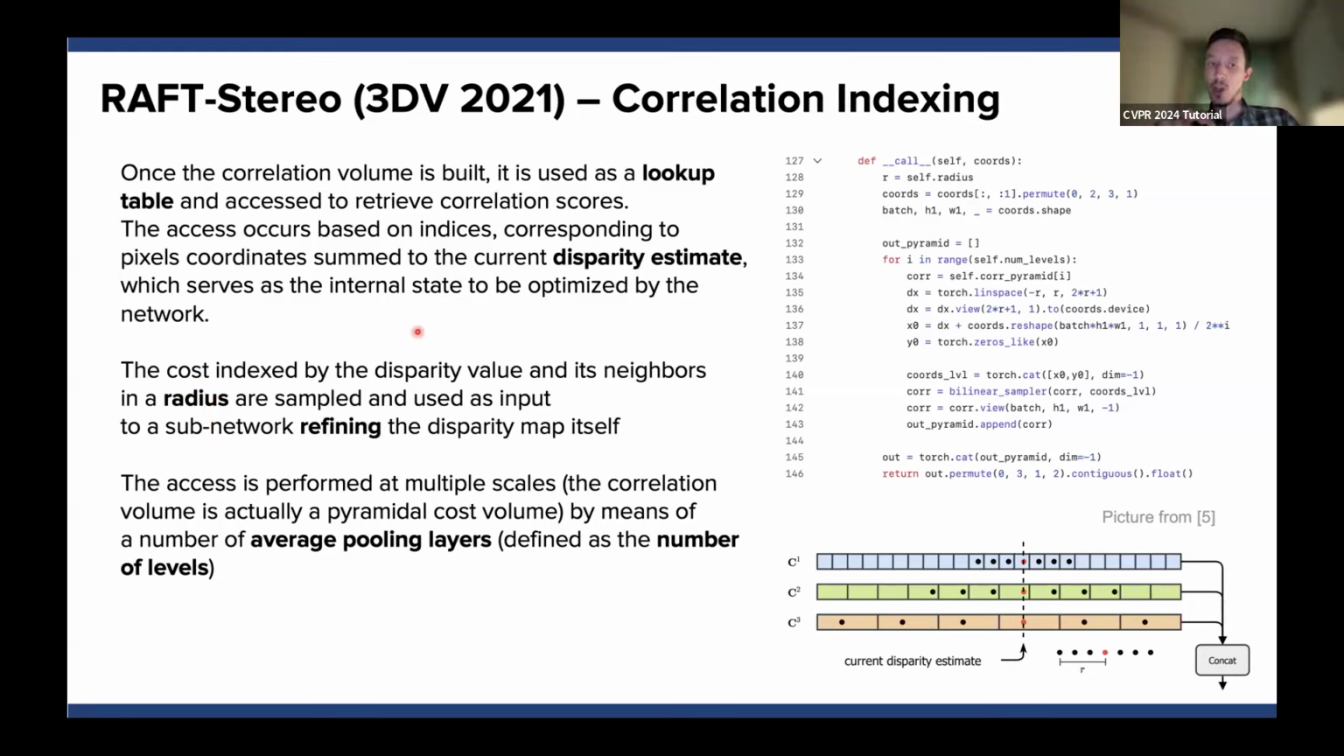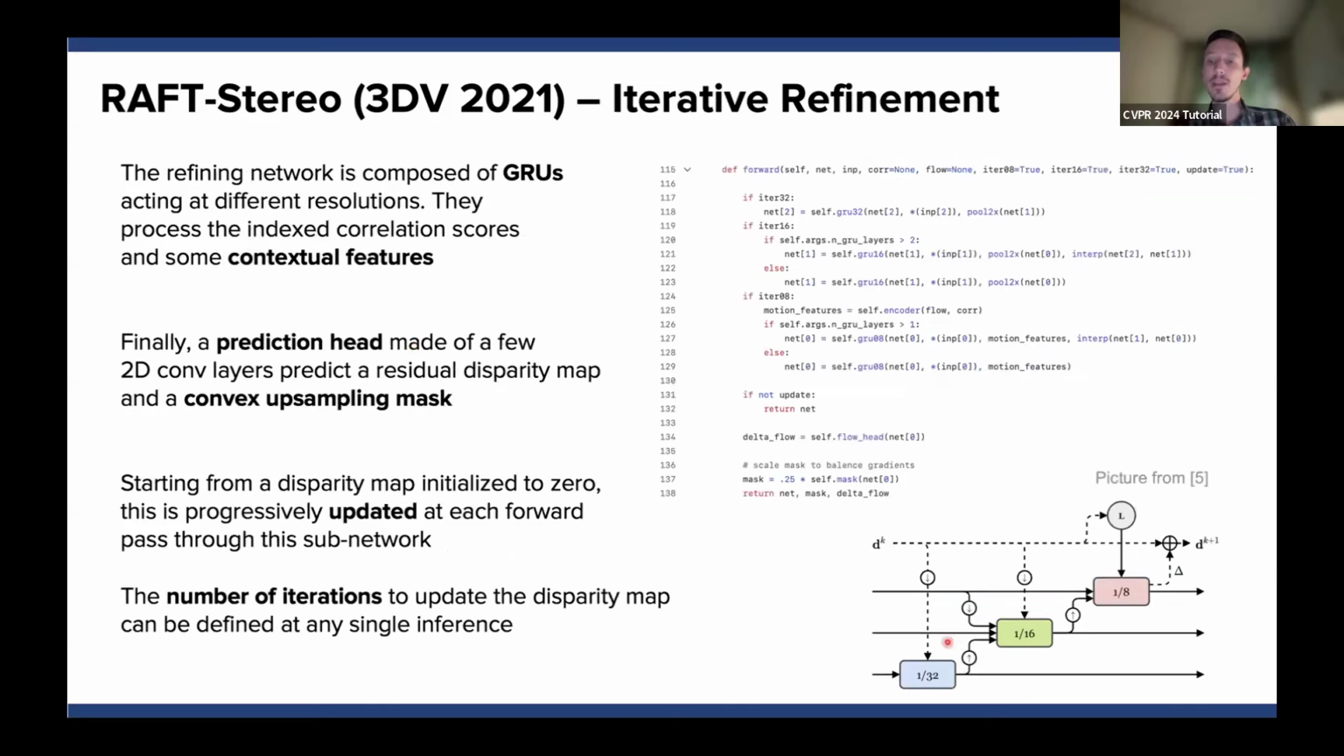So we sample these matching costs and we forward them to an iterative neural network. In particular, we have a neural network that is composed of a gated recurrent unit, and this gated recurrent unit takes the costs sampled by the correlation volume and some additional features. So this way, we have this GRU module that takes some features extracted from the left image and the matching cost. And given these features, it predicts a disparity update to be summed to the current state of the RAFT-Stereo disparity map.